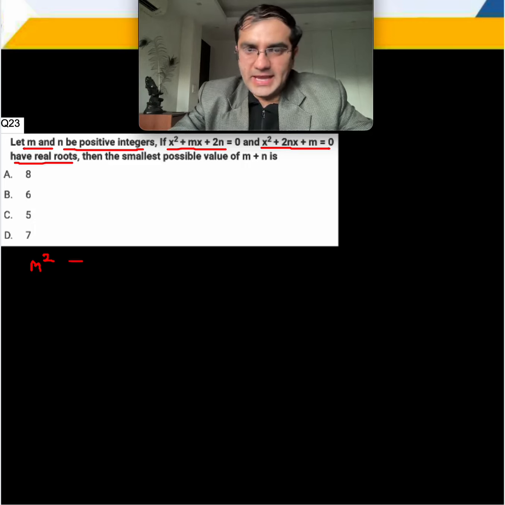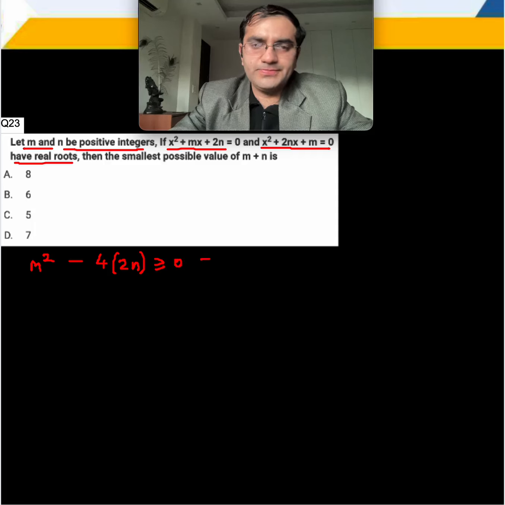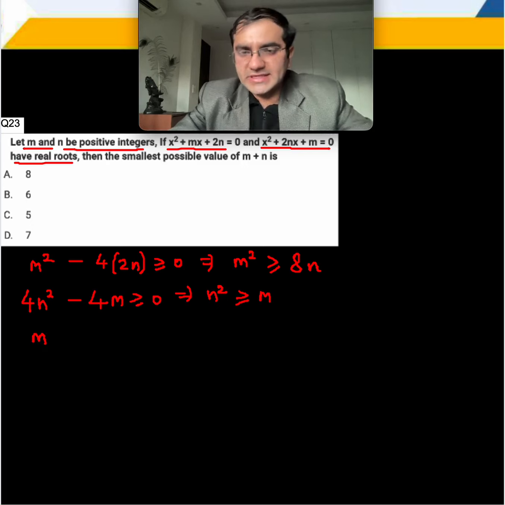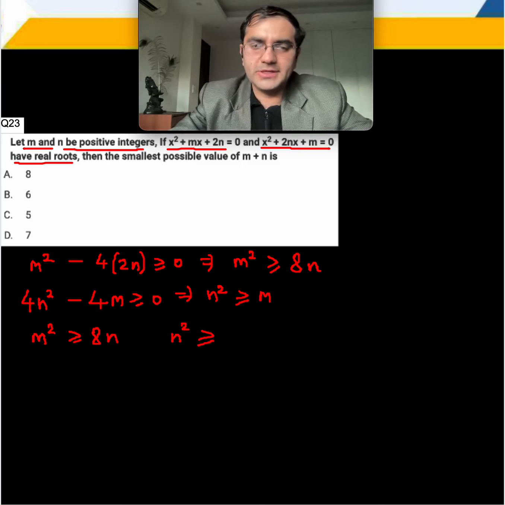That's m square minus 4 into 2n is greater than or equal to 0, that is, m square is greater than or equal to 8n. Okay? And for the second quadratic also, 4n square minus 4 into m is greater than or equal to 0, that is, n square is greater than or equal to m. Let me write these out properly.